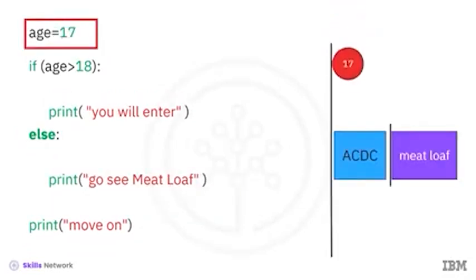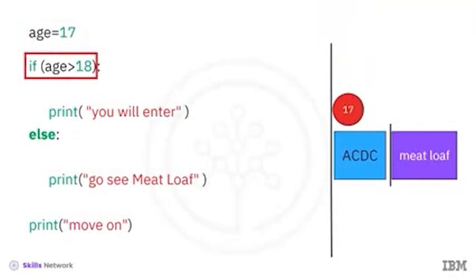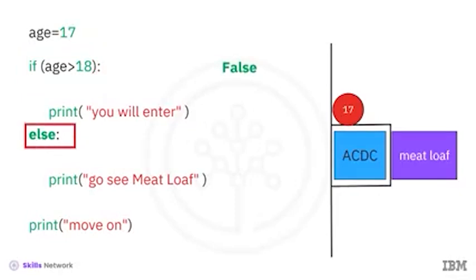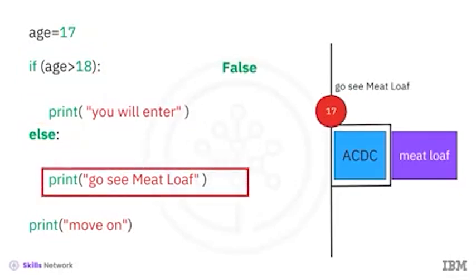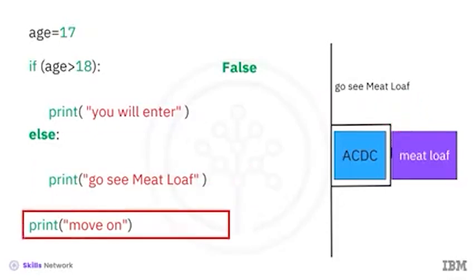For the case where the age is 17, we set the value of the variable age to 17. We check the if statement. The statement is false. Therefore, we progress to the else statement. We run the statement in the indent. This corresponds to the individual attending the Meatloaf concert. The program will then continue running.